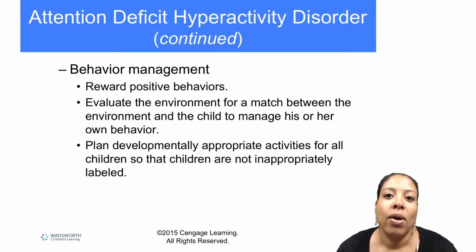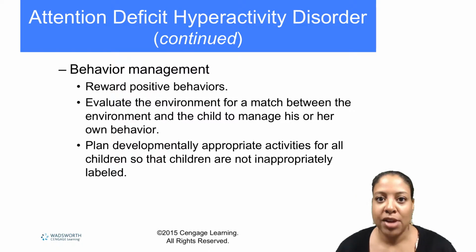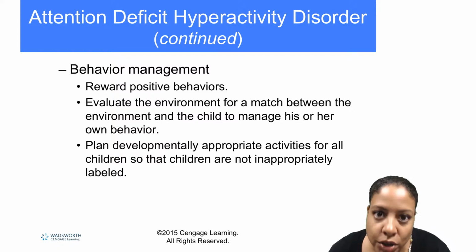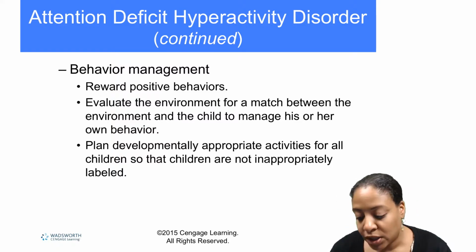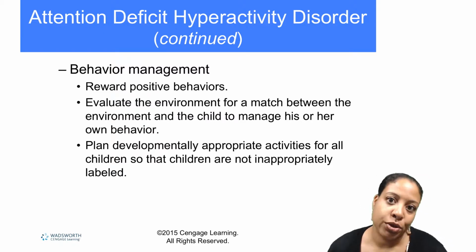So thinking about whether there's distractions in the classroom, is the environment set up in a way that's conducive for the child to be able to focus when needed and to be able to move around and expel energy when needed as well. Plan developmentally appropriate activities for all children so that children are not inappropriately labeled. So you need to make more modifications in the environment versus trying to get the child to adapt to an environment that's inappropriate and then labeling the child as a result.